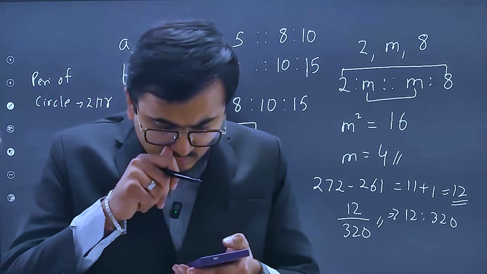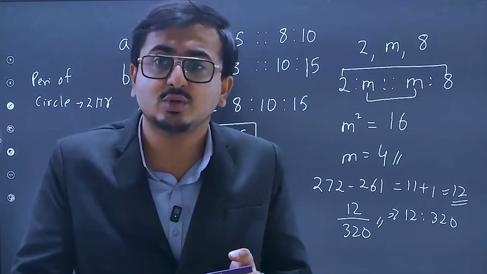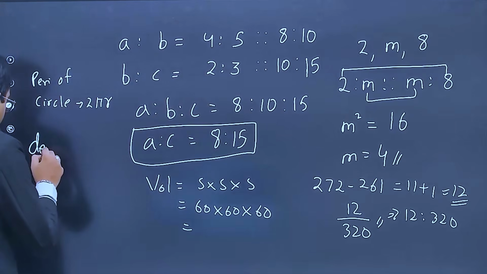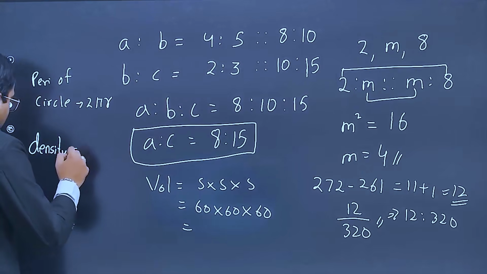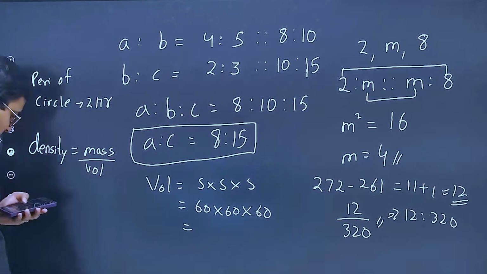Sir, how to find the mass? Mass you can find by density into volume. Okay, that's a bit of physics question. Okay, density is equal to mass upon volume.